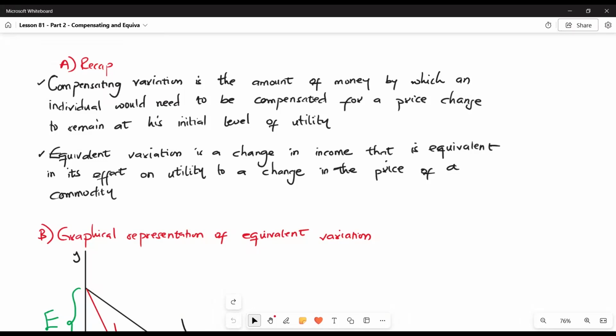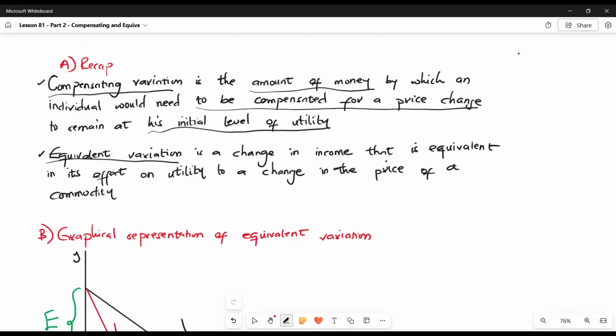Welcome back. In our previous lesson, we started with the concept of compensating and equivalent variations. We mentioned that compensating variation is the amount of money by which an individual will need to be compensated for a price change to remain at its initial level of utility. An equivalent variation is a change in income that is equivalent in its effect on utility to a change in the price of a commodity.